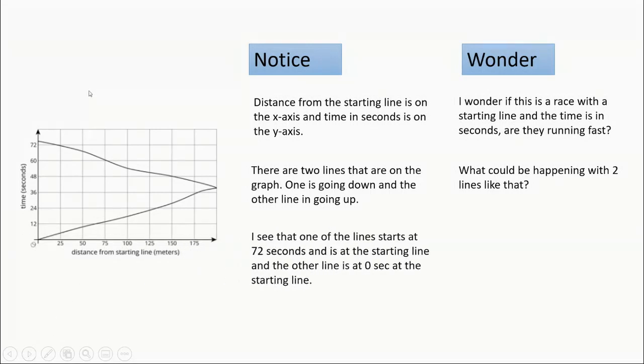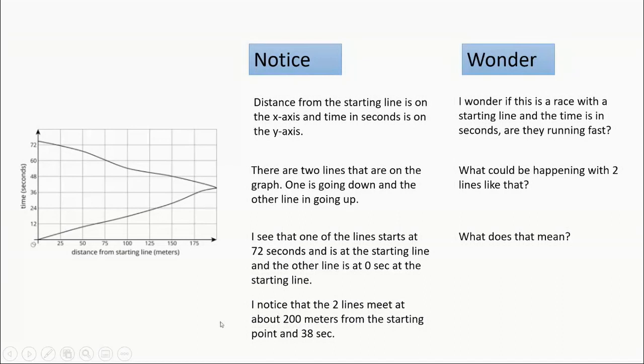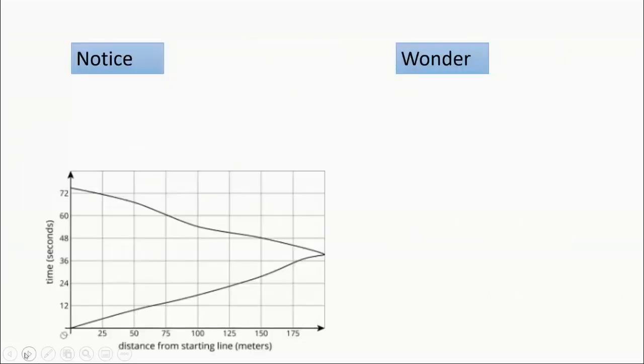The next notice is that we see that one of the lines starts at 72 seconds. So as you can see, it starts here at 72 seconds. And the starting point on the other line is at 0 seconds. Interesting. What does that mean? Something to think about. I also noticed that the two lines meet at about 200 meters right here. It looks like it's about 200 meters from the starting point at 38 seconds. What could be happening to create this graph? Is this graph possible? Something to think about.